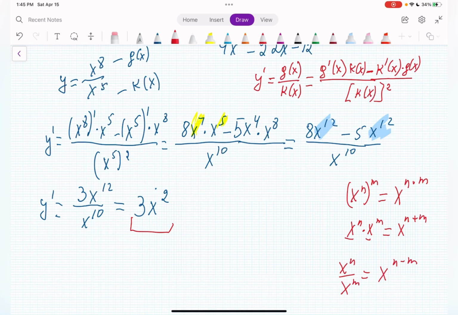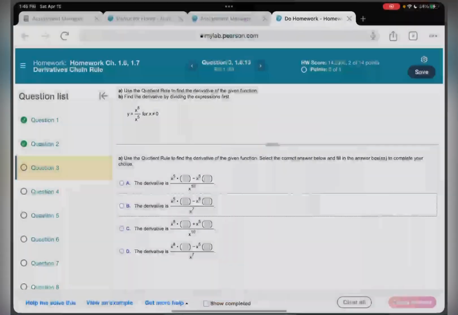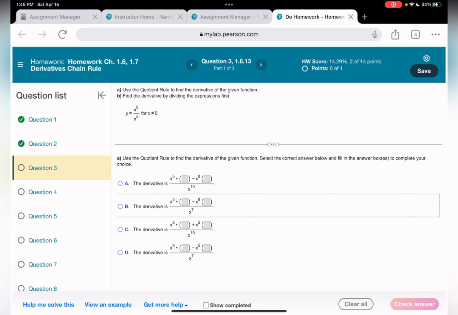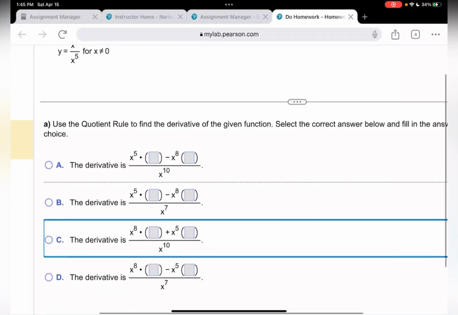Okay, since I remember it was asking for the whole equation step by step to put in there, let me take the picture so I can enter it. So let me see which one it's going to be. We're going to take x to 5 and then x to 8.